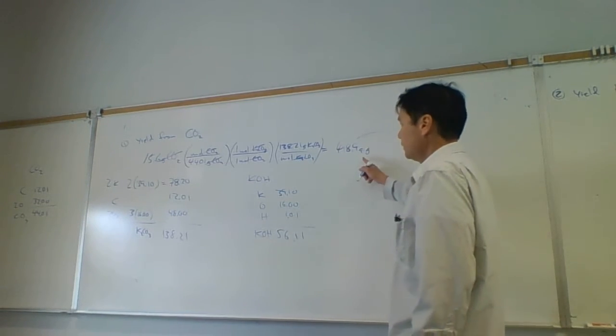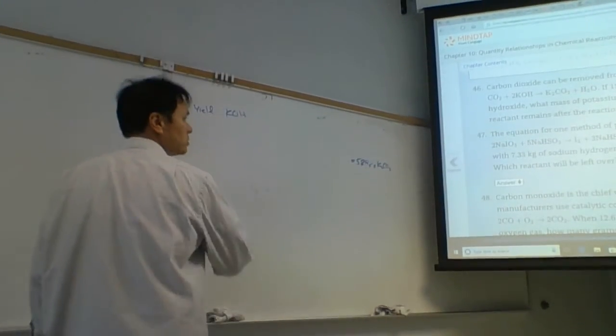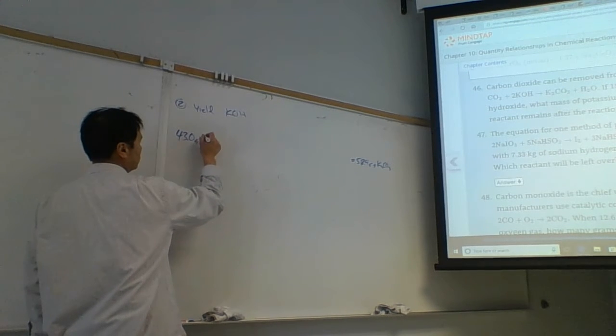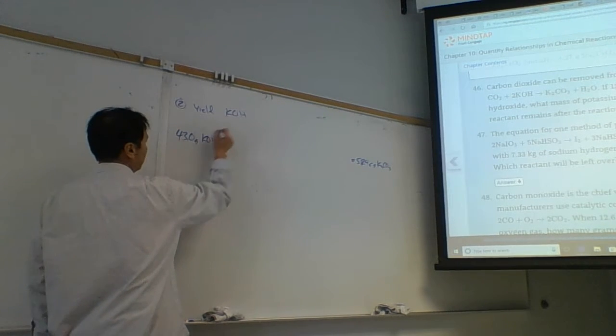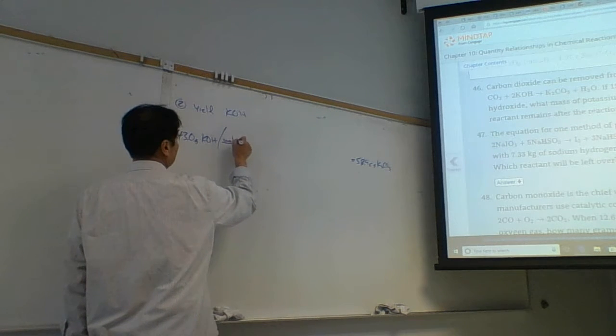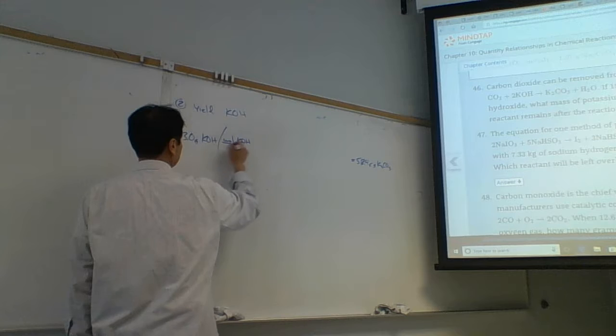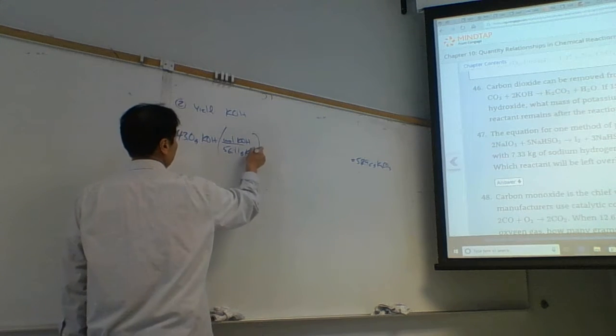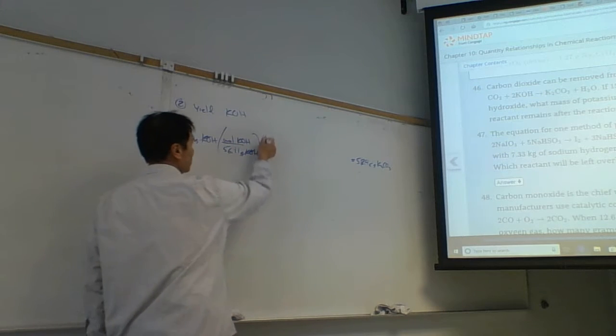Right, so we got the yield from one, and then the yield from the second ingredient, which is going to be 43.0. So we're going to go with 43.0 grams of KOH and convert that to moles. A mole of KOH weighs 56.11 grams. So the grams of KOH cancel, which leaves us with moles of KOH.